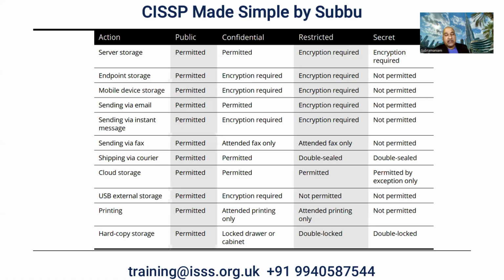Now, this picture is something I have taken from CISSP for Dummies. They have specified the action: server storage, endpoint storage. In fact, all that has been mentioned here is data at rest. But I would also request you to extend it to data in transit, and for public, confidential, restricted, and secret data: which channels can publicly classified data pass through, and which can confidential, restricted, and secret data be transmitted through? That is also something you need to capture. This picture is worth a thousand words. This is what data handling is.